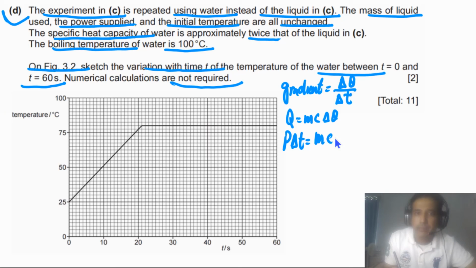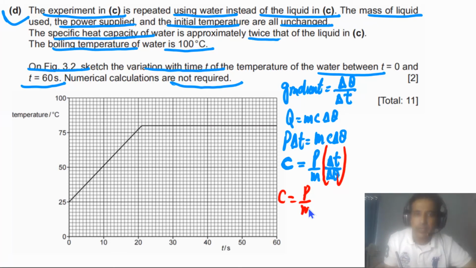So here we have MC delta theta. C is given to us in this case, so we can write this in terms of C. We can say this is P divided by M, and here we will have delta T divided by delta theta. Now if we compare this part with the gradient, we can simply write down, in this case C is equal to P divided by M times 1 over gradient. So this is the main point. So delta T over delta theta is equal to 1 over gradient.